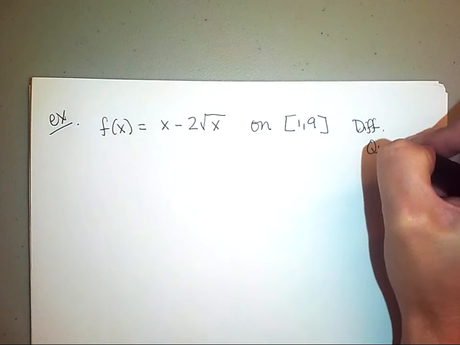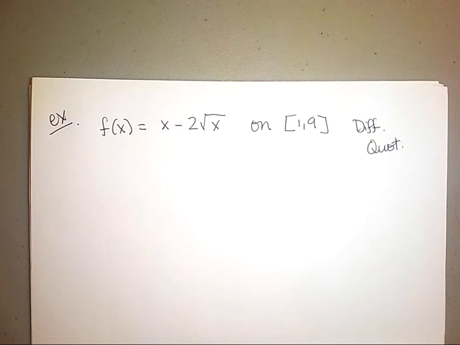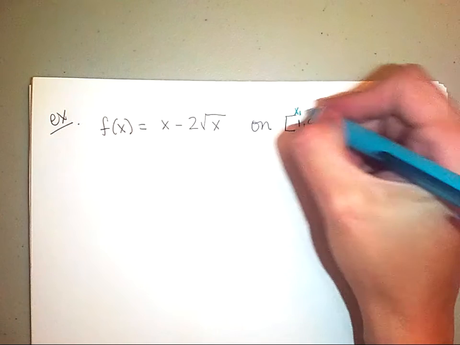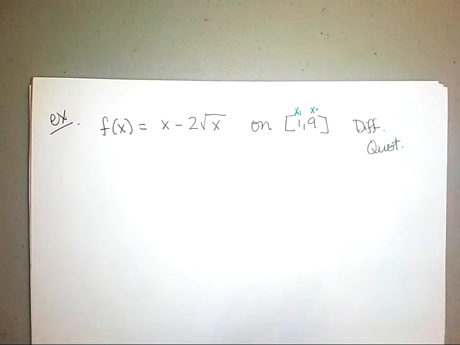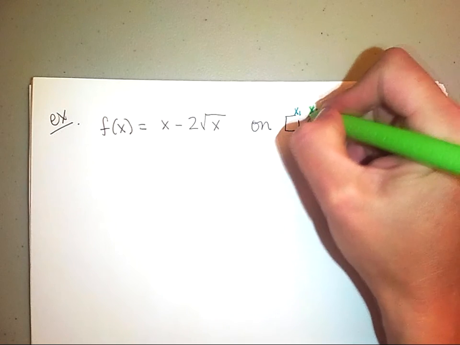Let's say our function is f of x equal to x minus 2 square roots of x, and we want to do it on the interval from 1 to 9. We're looking for that difference quotient.